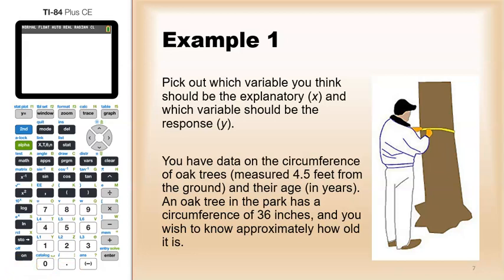Now, we're trying to predict the age, so age is going to be the y value, the response variable. And what we're using to make that prediction is the circumference. So that's going to be our x variable.